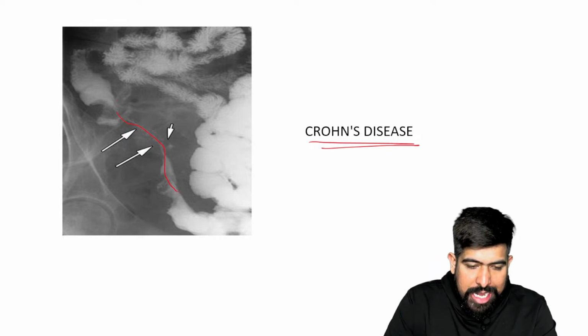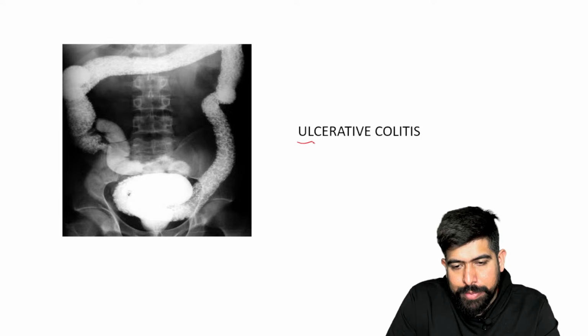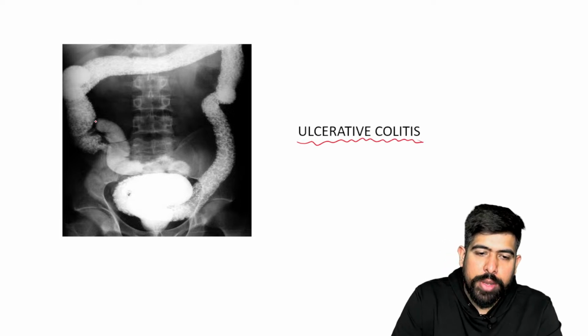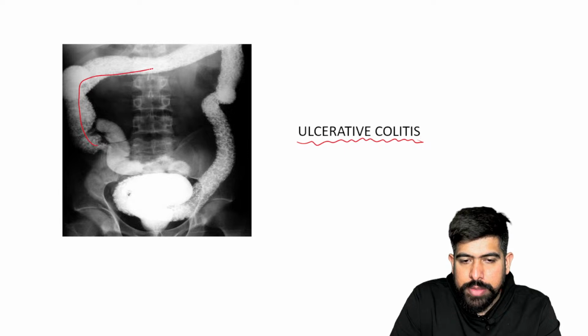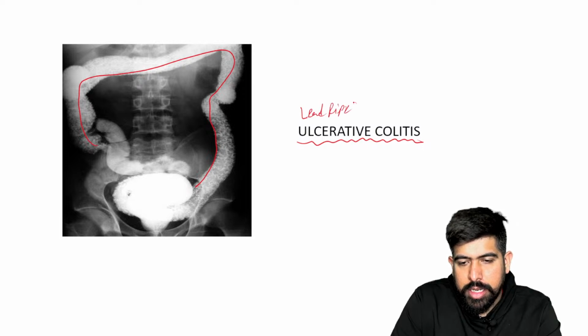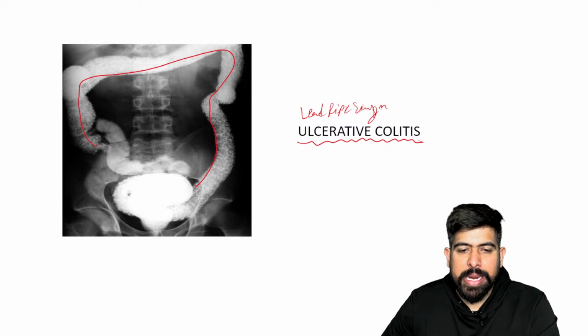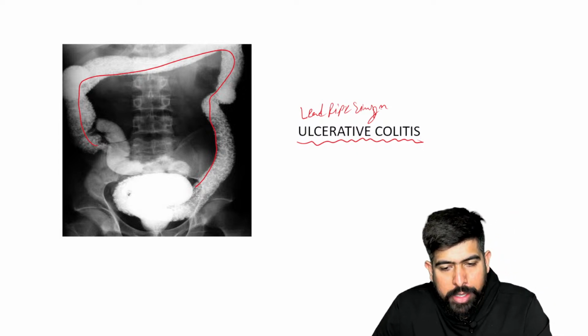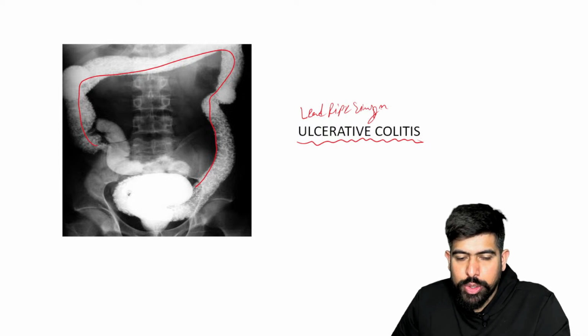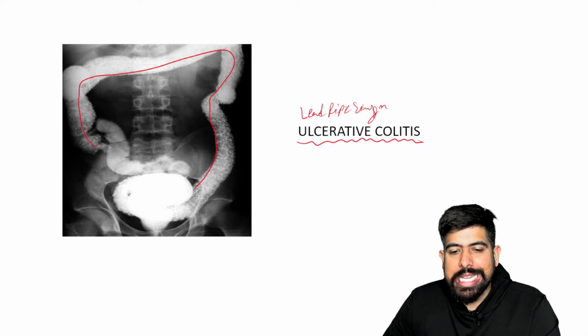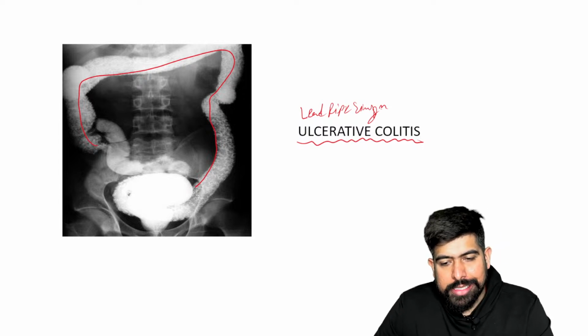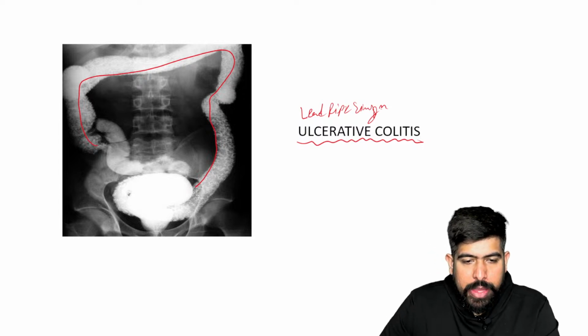After this string appearance, we have the ulcerative colitis image. Can you see this image? This is seen as the lead pipe sign. This is known as the lead pipe sign. Apple core I will show you, apple core is totally different. This is the lead pipe sign which is seen in the case of ulcerative colitis, right? Ulcerative colitis, lead pipe.